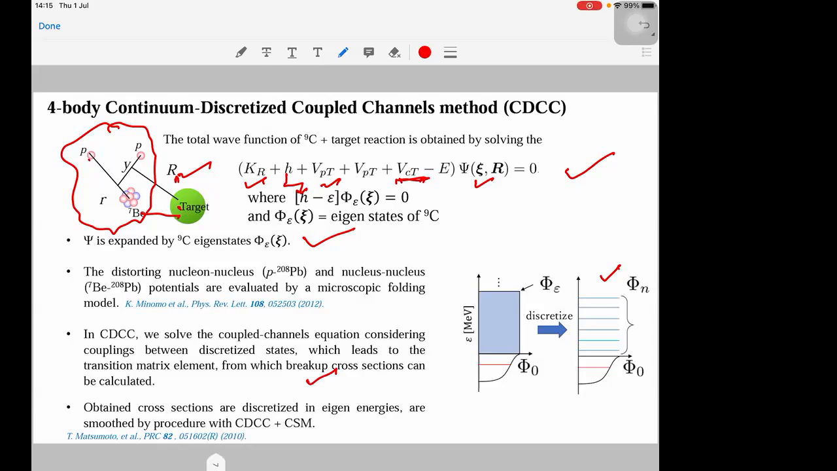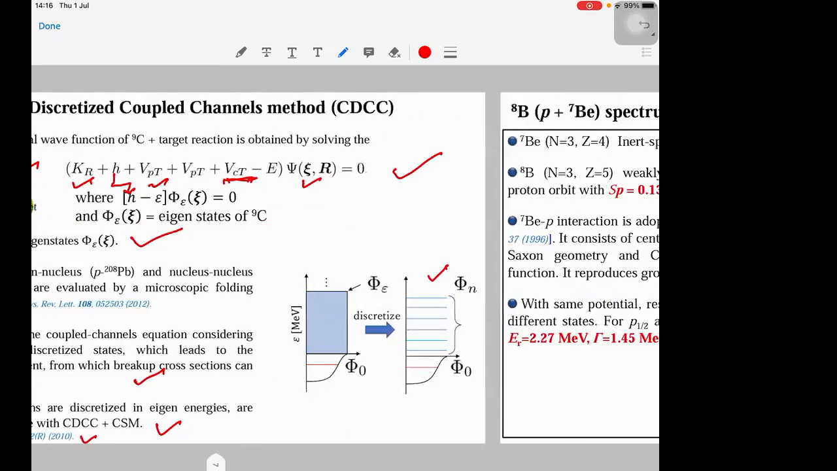As this is a discretized method, the obtained cross sections are discretized in eigenenergies. So we adopted an established method developed by Matsumoto-san and group to smooth our discretized eigenenergies, which is based on a combination of CDCC and the complex scaling method. For more technical details, one can refer to this reference. So with all this pool of frameworks, now we are ready to set up our calculations for 9carbon.